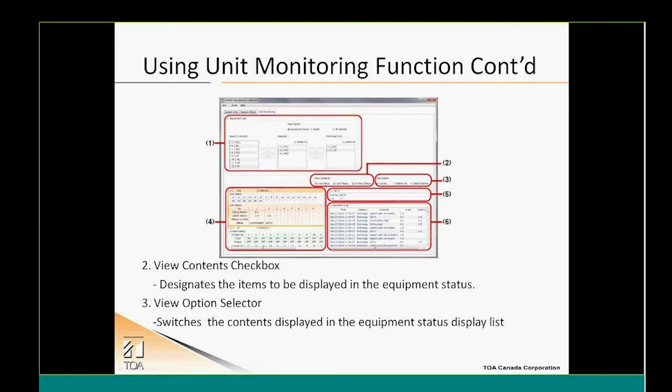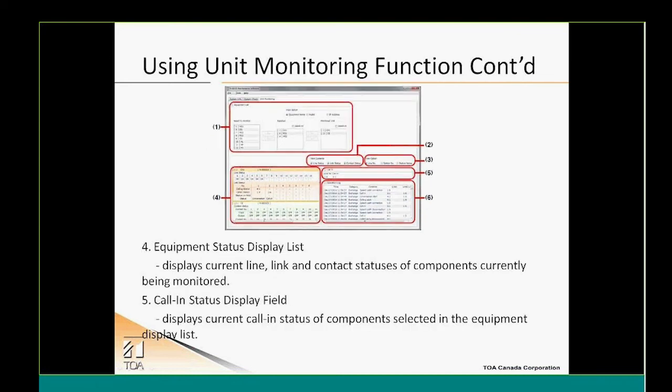Number 3 is your view option selector, and this switches the content displayed in the equipment status display list. The options available to you are line number, station number, or station name. Section number 4 is the equipment status display list, and this displays current line, link, and contact statuses of the components currently being monitored. I'll be drilling a little deeper into section number 4 in future slides.